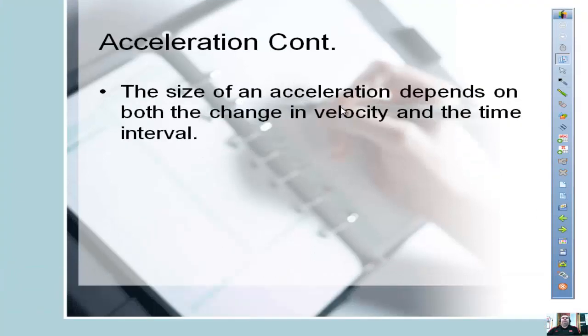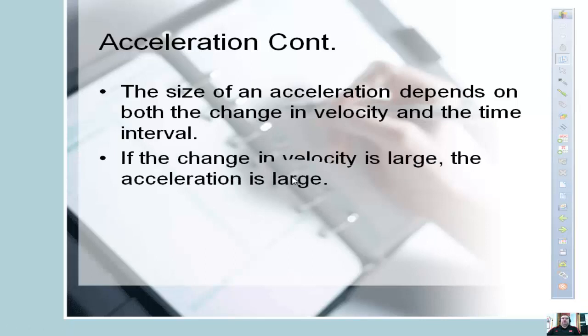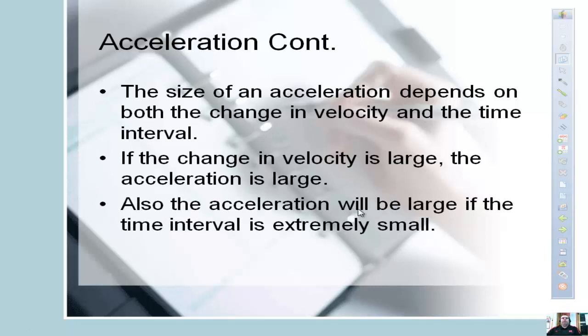The size of an acceleration is going to depend on 2 things. Number 1 is going to be the change in velocity. Obviously, larger changes in velocity are going to give you larger accelerations, and also the time interval. And as I said, if the change in velocity is large, the acceleration is also going to be large. Also, the acceleration can be large if the time interval is extremely small. Remember where time is. Time is in the denominator. It is in the bottom of a division problem, and the smaller the number gets when it is in the denominator, the larger that answer is going to end up being. So two different ways to cause acceleration to be large.